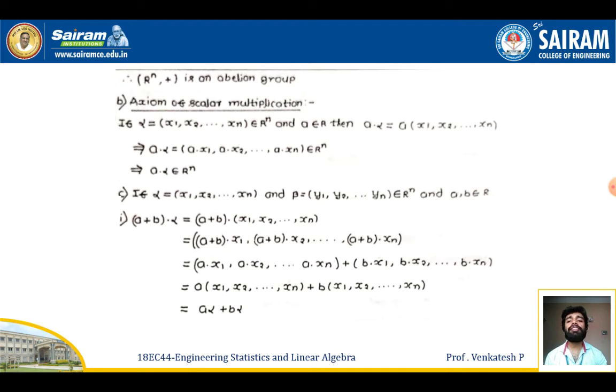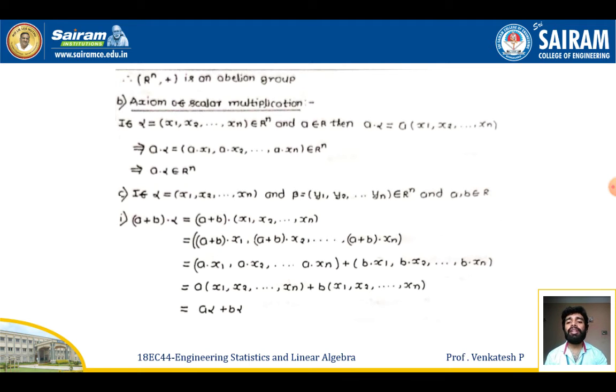Next axiom, that is the axiom of scalar multiplication. For that I'll be taking one scalar and one vector, that is alpha equal to x1, x2, etc., xn, which must belong to R power n, and a scalar a which belongs to R. Then a into alpha will be equal to a into (x1, x2, etc., xn). So I'll be getting a alpha equal to (a x1, a x2, etc., a xn), which must belong to R power n. Since it is a set of real numbers, obviously the scalar times the vector will be in the set of n-tuples only. So hence I can conclude that a dot alpha must belong to R power n.